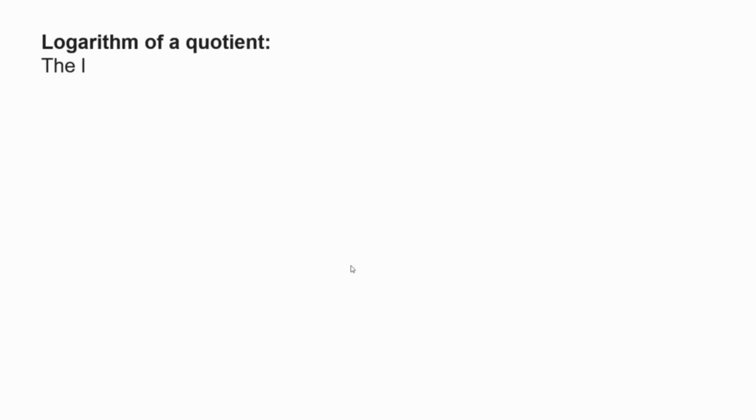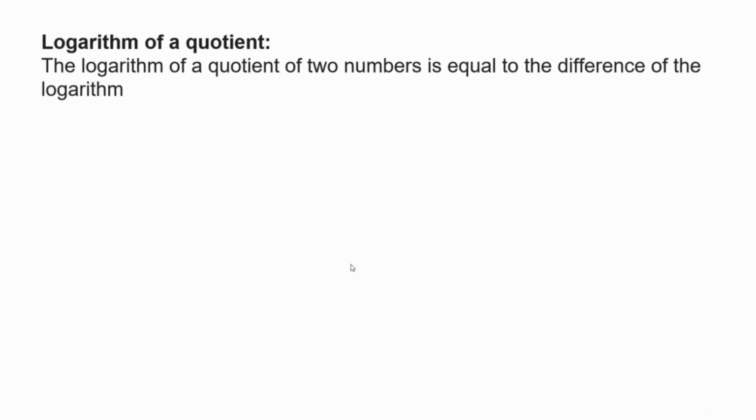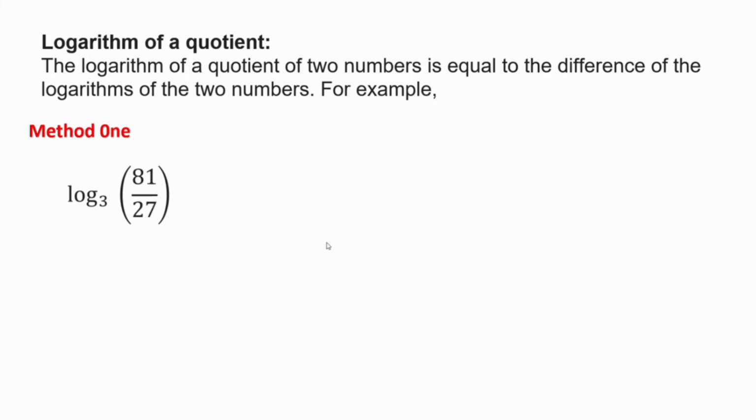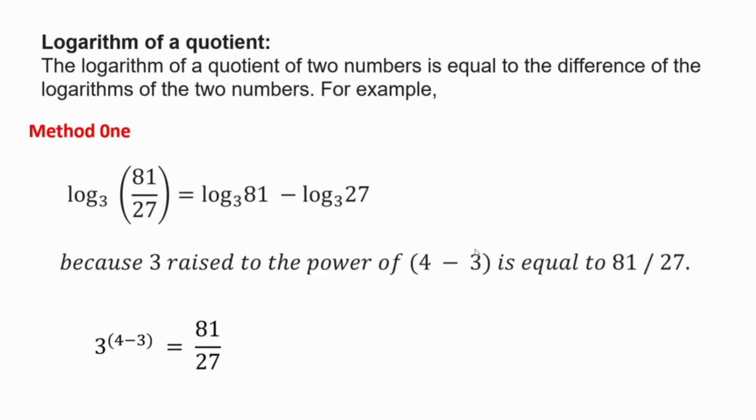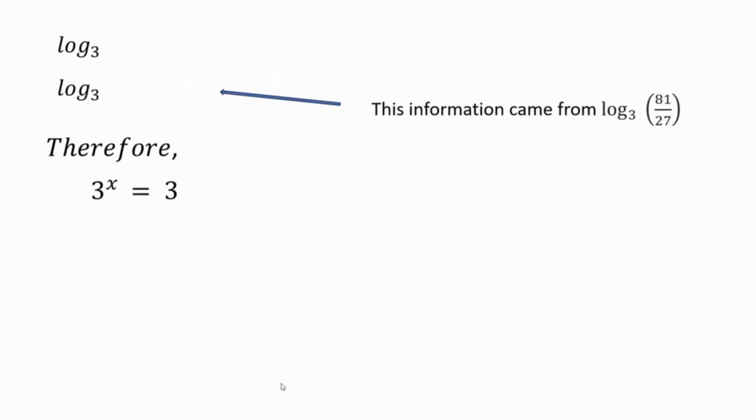Logarithm of a quotient. The logarithm of a quotient of two numbers is equal to the difference of the logarithms of the two numbers. For example, the log of 81 divided by 27 base 3 is equal to log of 81 base 3 subtracted by log of 27 base 3, because 3 raised to the power of 4 minus 3 is equal to 81 divided by 27, which can be written as log 3 base 3, and let's assume it is equal to x. Therefore, 3 raised to power x is equal to 3 raised to power 1. x is equal to 1.